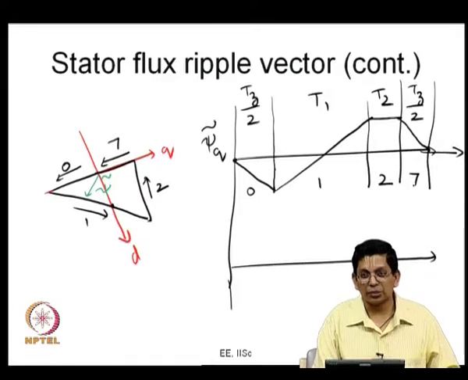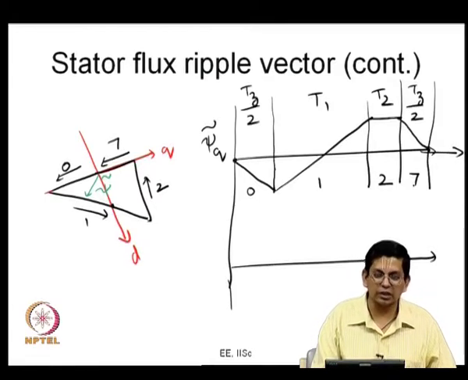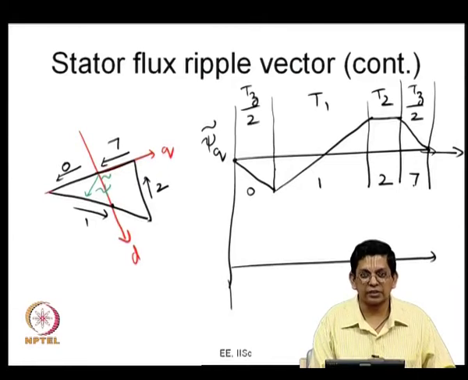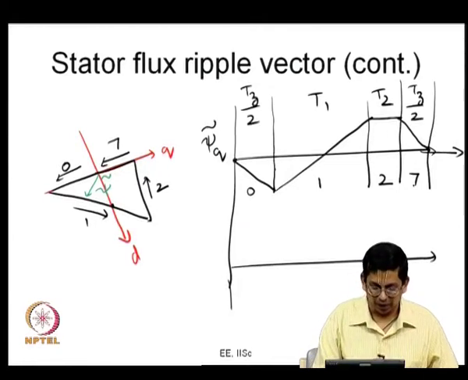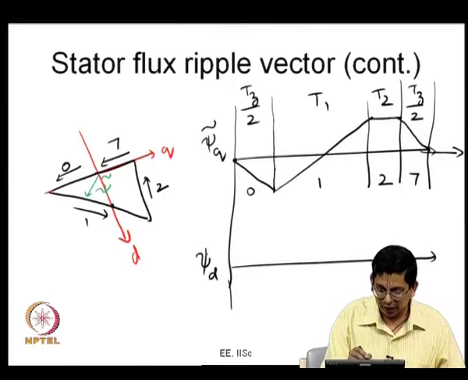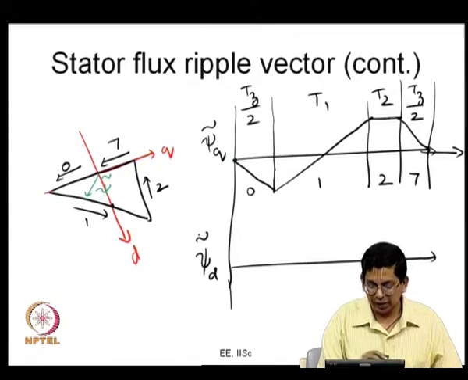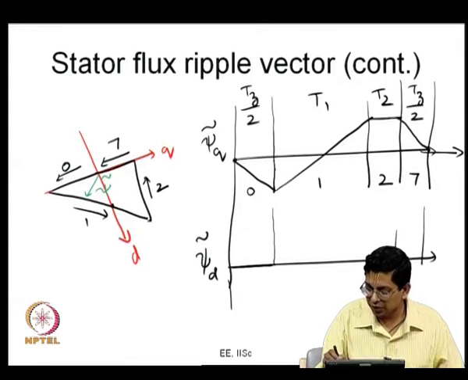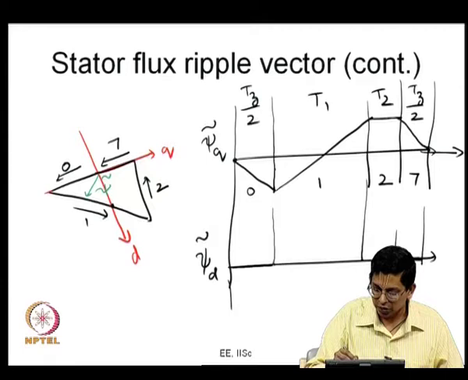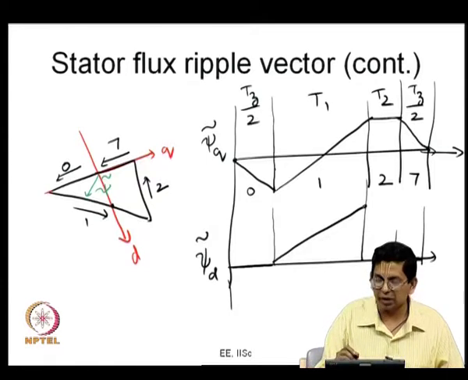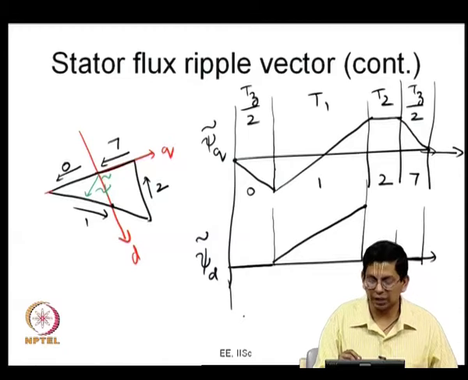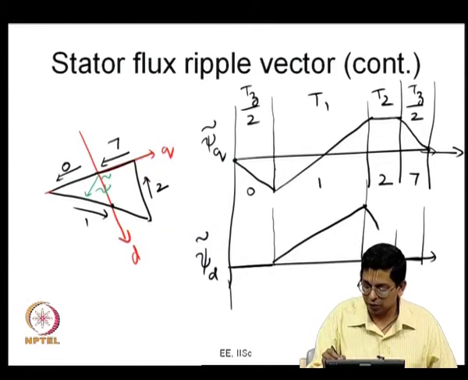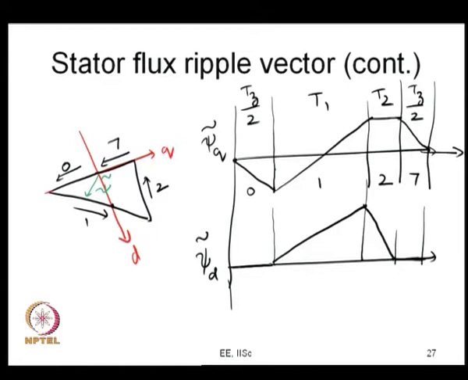So, this is how one component, namely the q axis component of the current ripple vector or the stator flux ripple vector changed. Then I can plot the psi d tilde vector. During the initial time it is 0. When 0 is applied, it does not change at all. Again when 7 is applied, it does not change at all. In between the two, what happens? It increases and reaches a peak at the end of interval T1 and the start of interval T2, and then it falls linearly. So, this is how the d axis ripple varies.